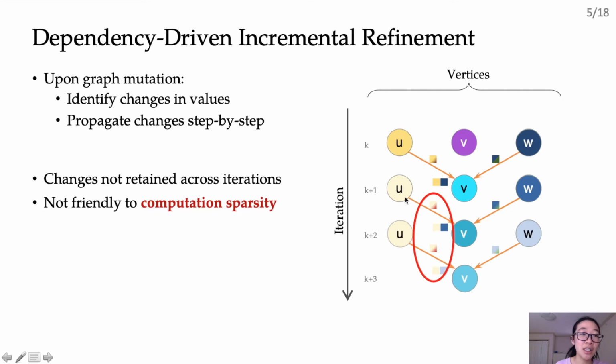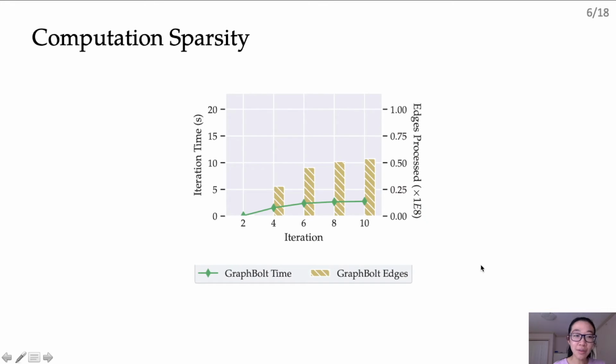The issue here is that the vertices do not retain the changes that they received in the previous iterations. So here, even if v had received this change in the previous iteration, it did not retain this change in the next iteration, which forces u to resend the value. Processing changes in this manner is not friendly to computation sparsity. We measured the effect of this issue by profiling the time taken and work done as iterations progress.